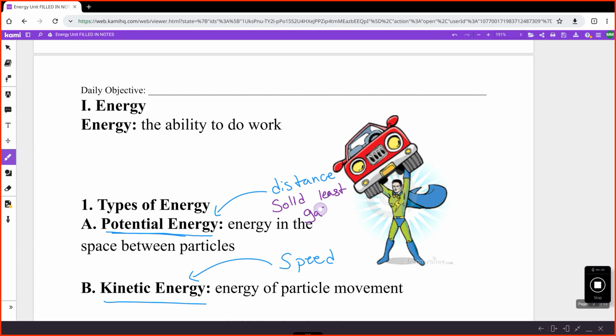Whereas a gas will typically end up having the most potential energy because the distances between gas particles are greatest. So those are just two simplified versions that you're going to keep hearing about over and over and over again.